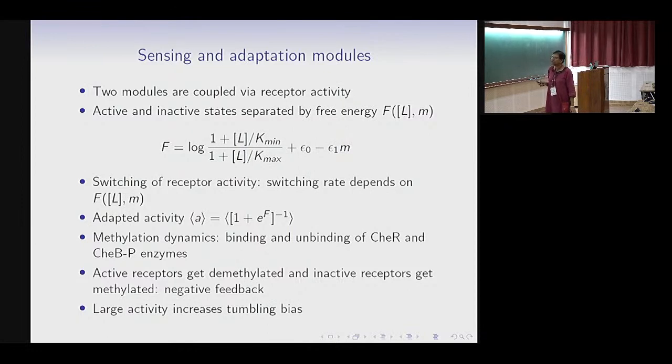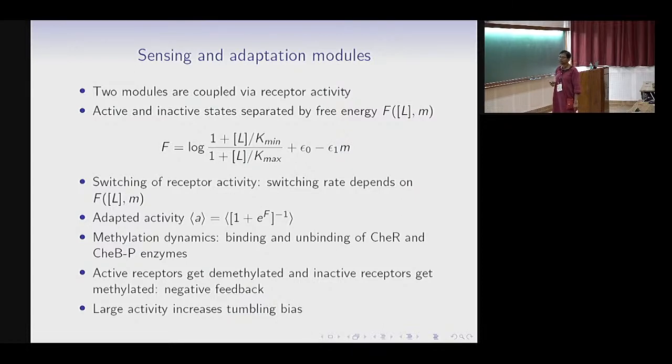Let me just say what this means. So Kmin and Kmax, these constants, set the range of sensitivity. If the ligand concentration is much larger than Kmax or much smaller than Kmin, then the cell cannot sense that range of concentration.